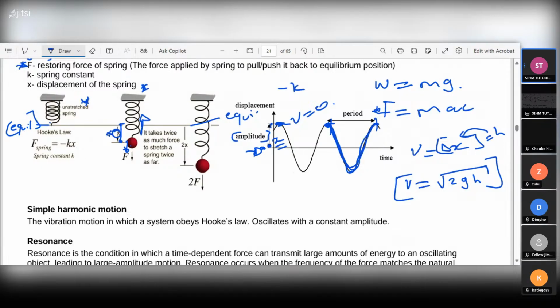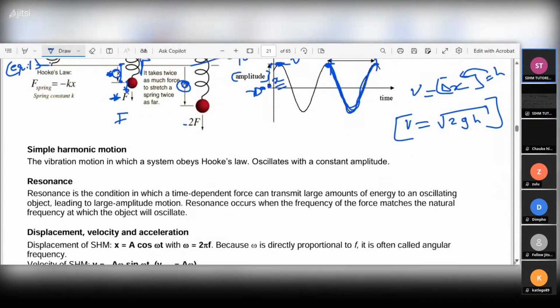From this part here, we have the displacement of the spring, and here we have the force. If the displacement of the spring doubles, the force will double. Which means the displacement of the spring is directly proportional to the force, or the restoring force. You should also know about it.